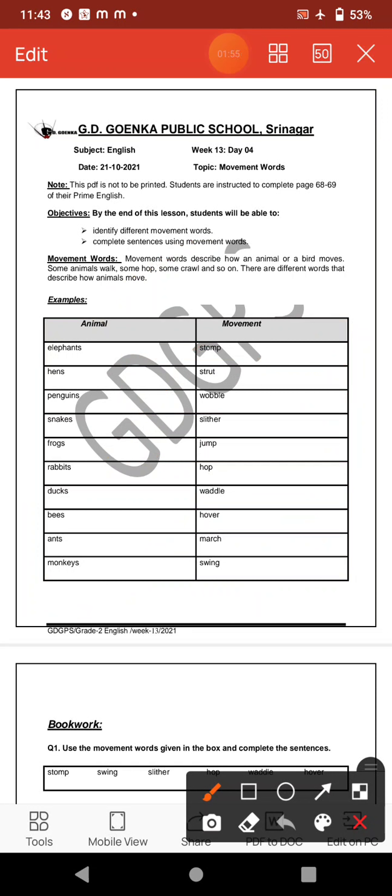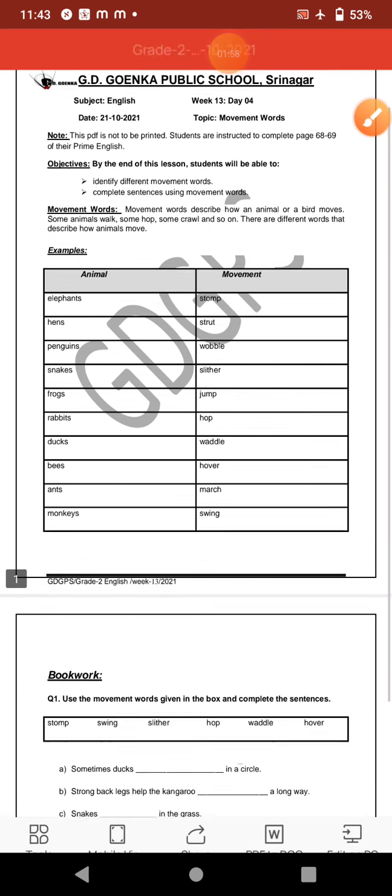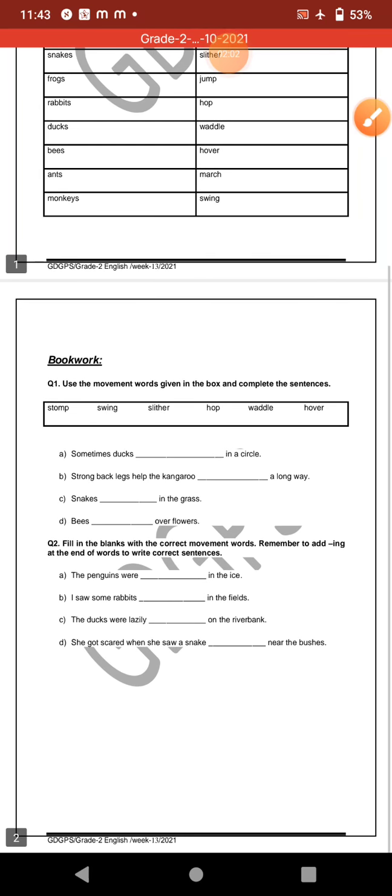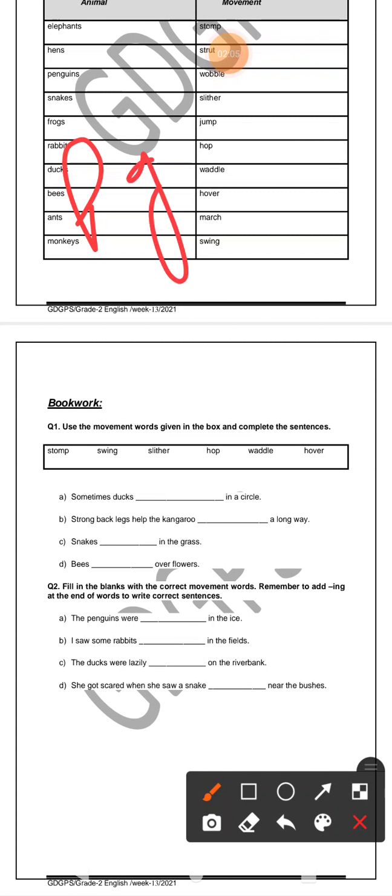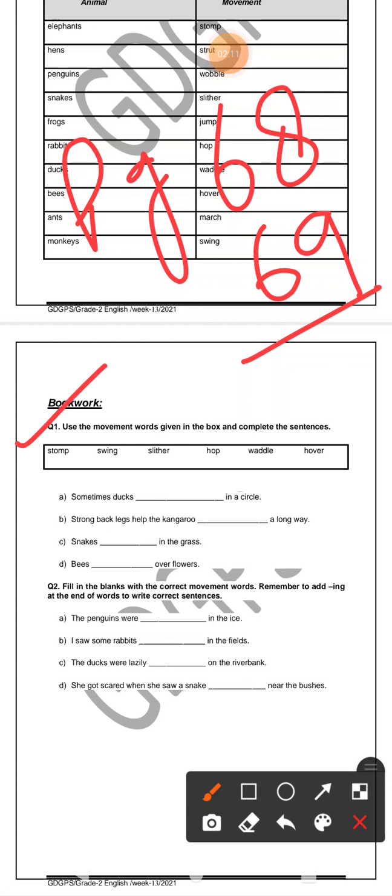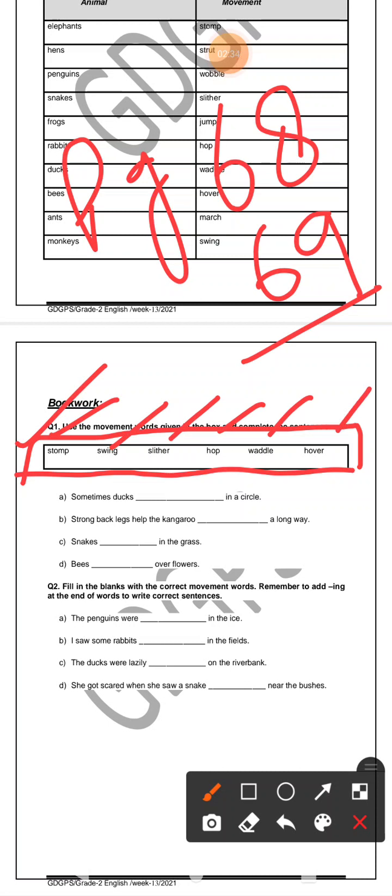So, everybody, open page number 68 and 69. On page number 68, you have an exercise here. What we have to do in that exercise: we have a little help box given here, and there are some movement words in the help box. We have to read the sentence carefully and choose the moving word from the help box. I'll help you with the first one. The rest you will do yourself.